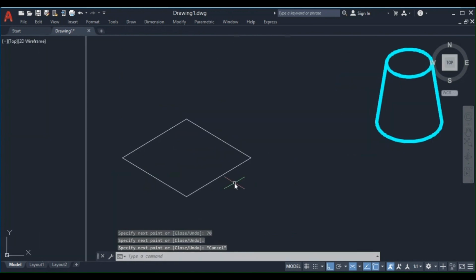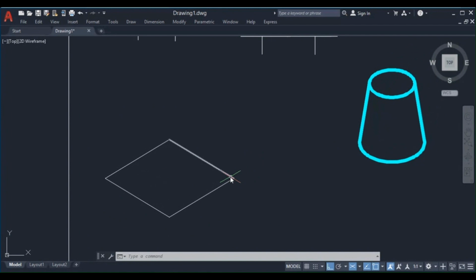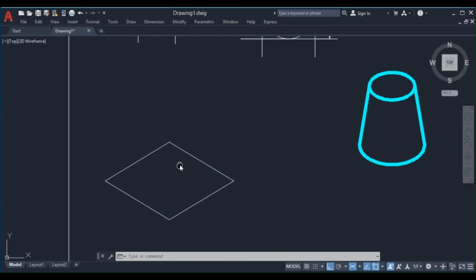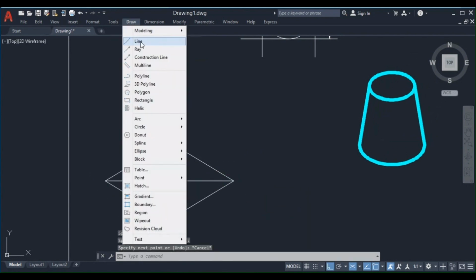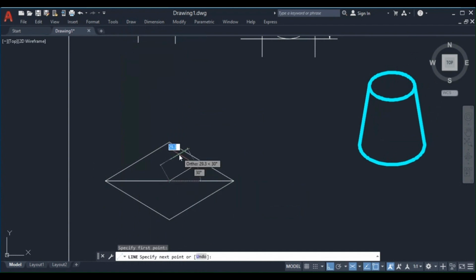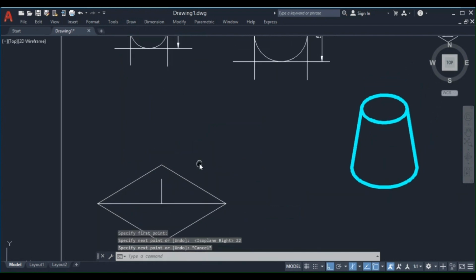Now, next, this is the base side, and the top side is how much? 58 mm. For this, what you are going to do is draw the axis height. What is the axis height? 22 mm. So take axis height as 22 mm.